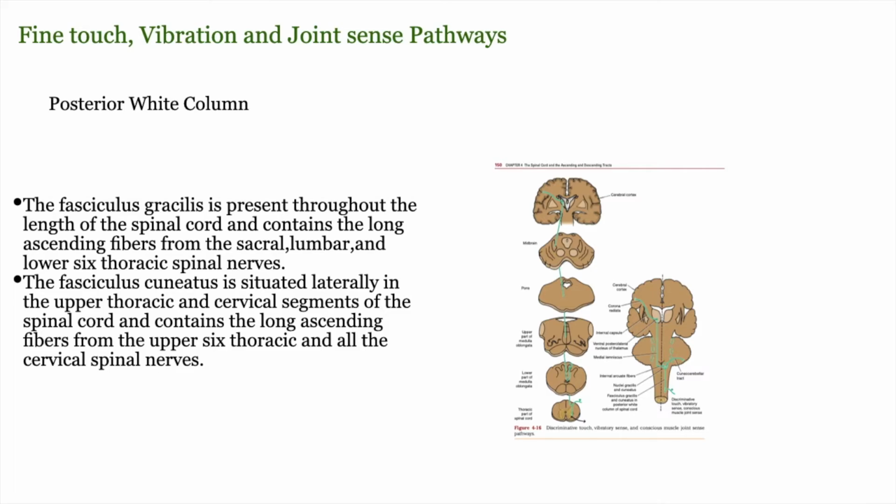For fine touch, vibration, and joint position sense, you have the posterior white column. The fasciculus gracilis is present throughout the length of the spinal cord and contains the long ascending fibers from the sacral, lumbar, and lower 6 thoracic spinal nerves. The fasciculus cuneatus is situated laterally in the upper thoracic and cervical segments of the cord and contains long ascending fibers from the upper 6 thoracic and all the cervical spinal nerves.